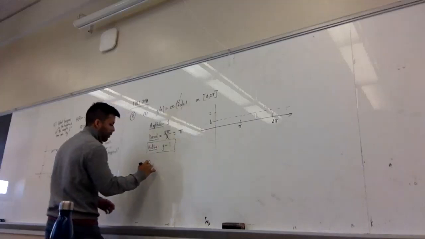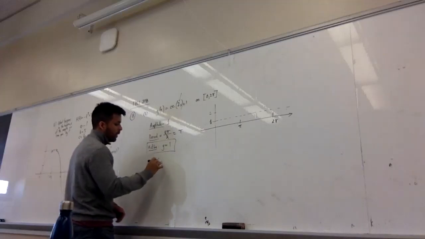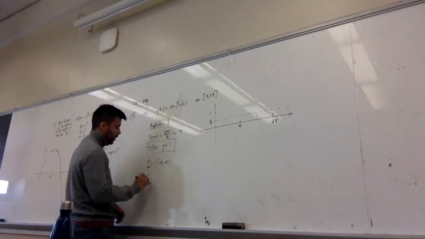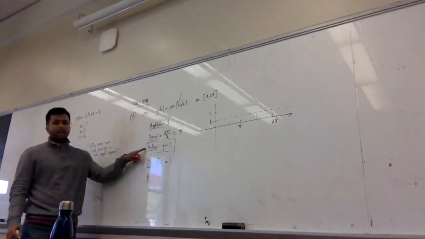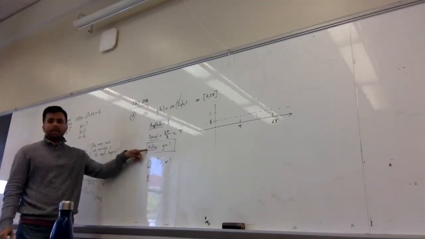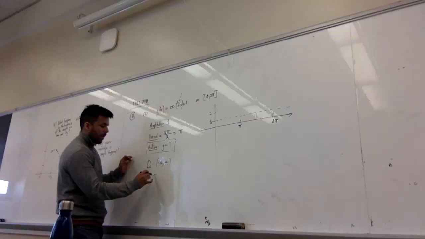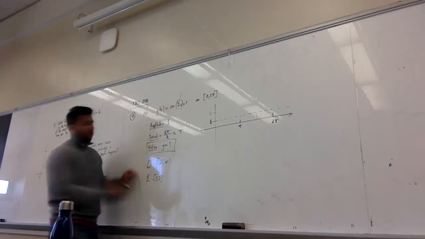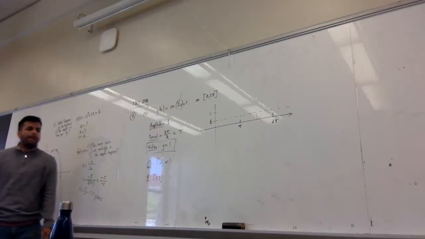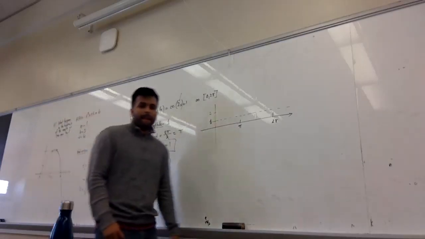Remember, what's my domain? My domain is negative infinity to infinity. And what's my range? How do you find the range? I go from my midline and I add the amplitude. Take my midline, subtract the amplitude. So I get 0, 2. So my range goes from 0 to 2.